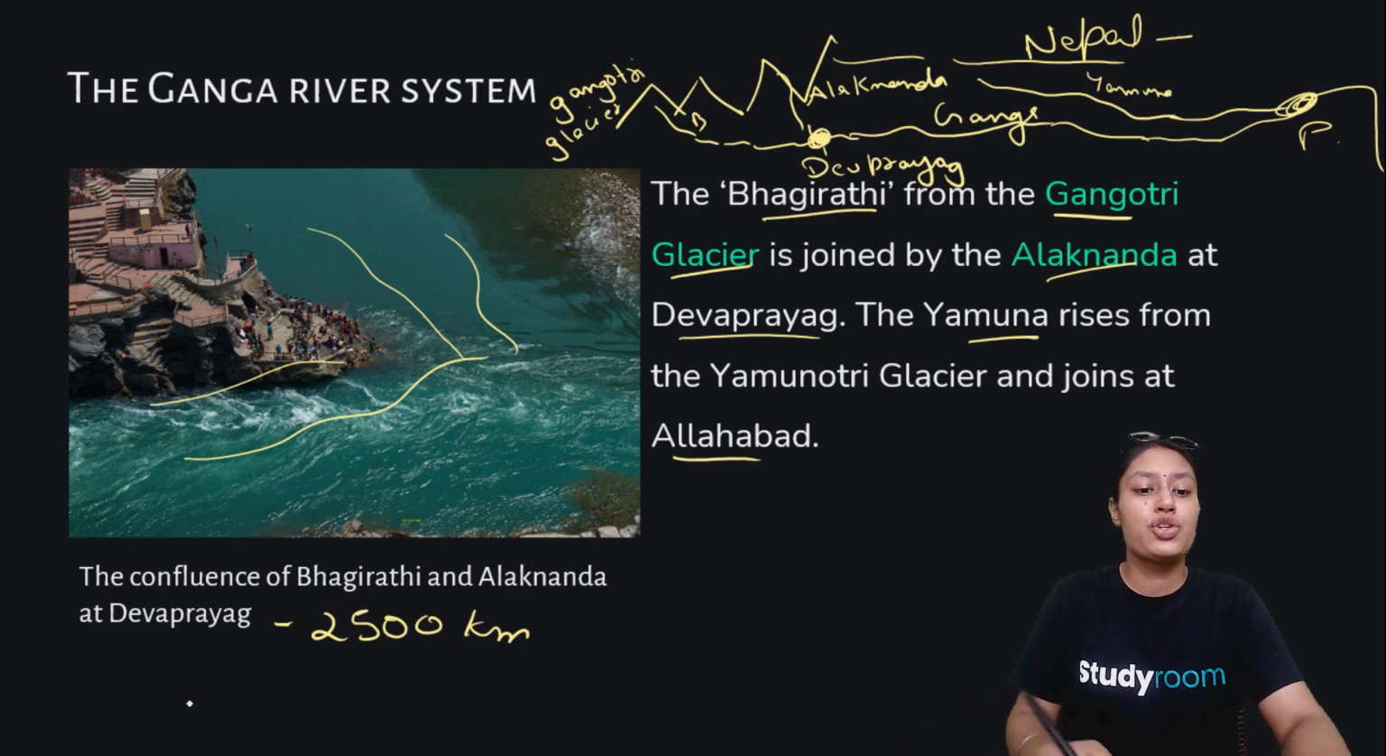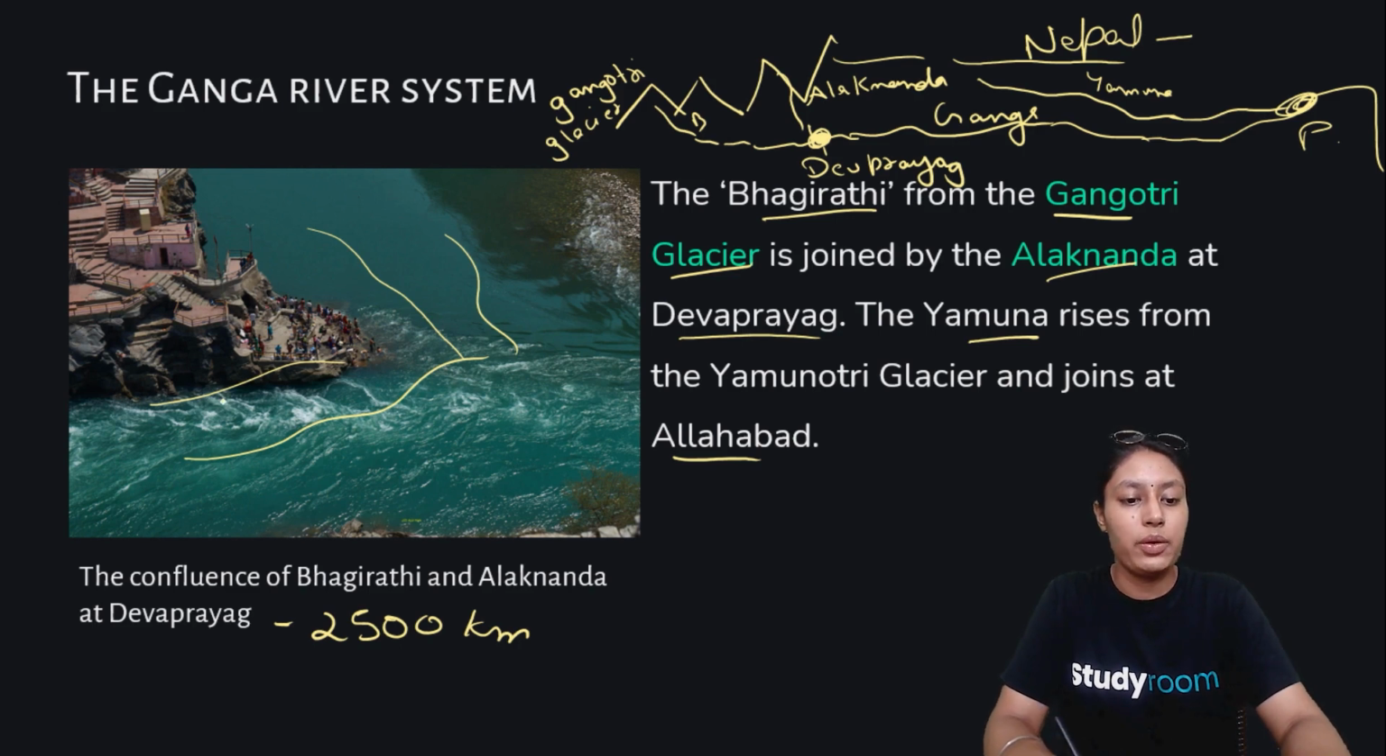All right, so these are major origins of Ganga. This is the image where the confluence of Bhagirathi and Alaknanda is made, which is at Devprayag. Very important. The total area that Ganga covers is 2,500 kilometers. Okay, so this was about the origin.